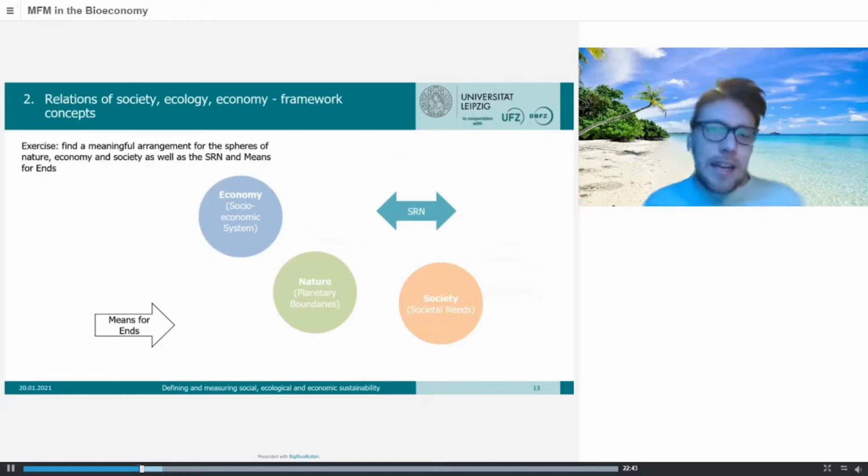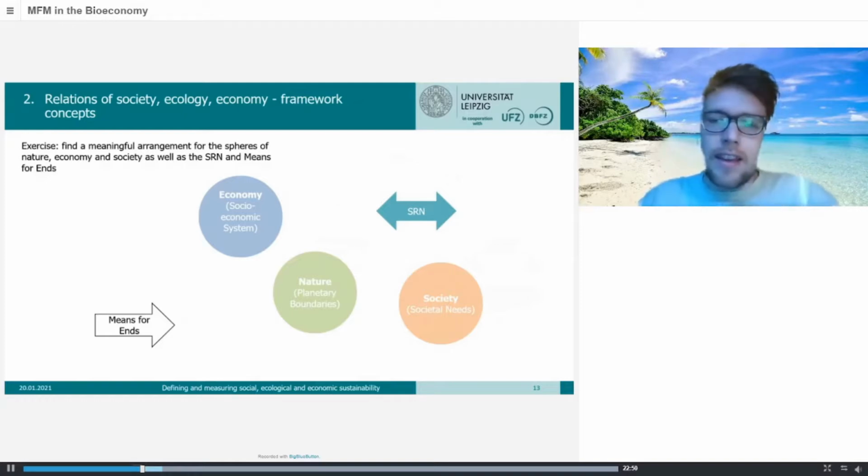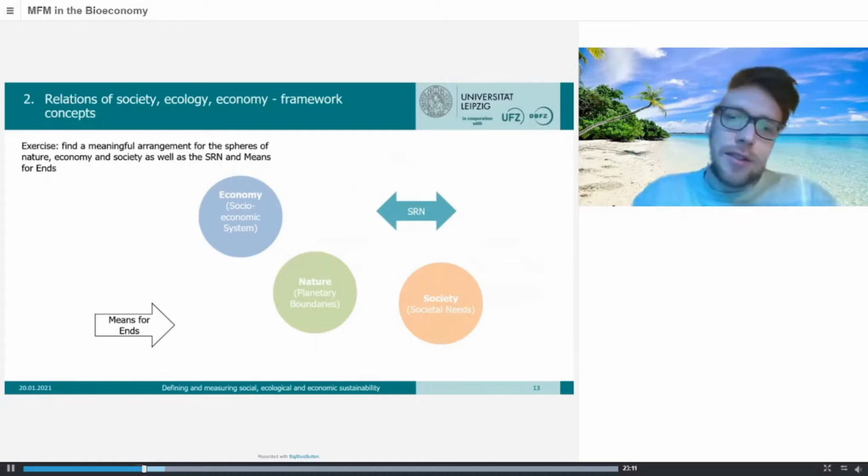So in which direction? At the end of the arrow stand the ends, the social needs. And we have the social relations to nature as our relation of society, nature, and economy. And I want you to please make up your mind on how to organize those three spheres and the arrows. So just find how would you draw it? How would you organize those spheres?